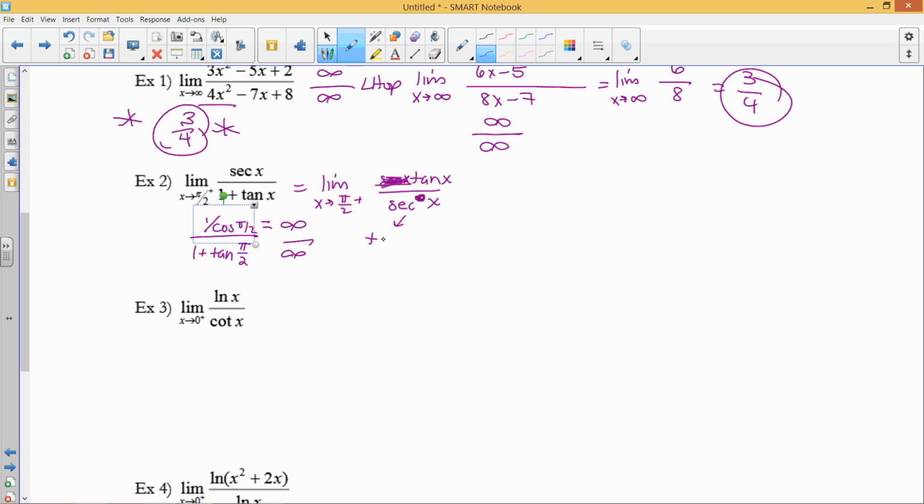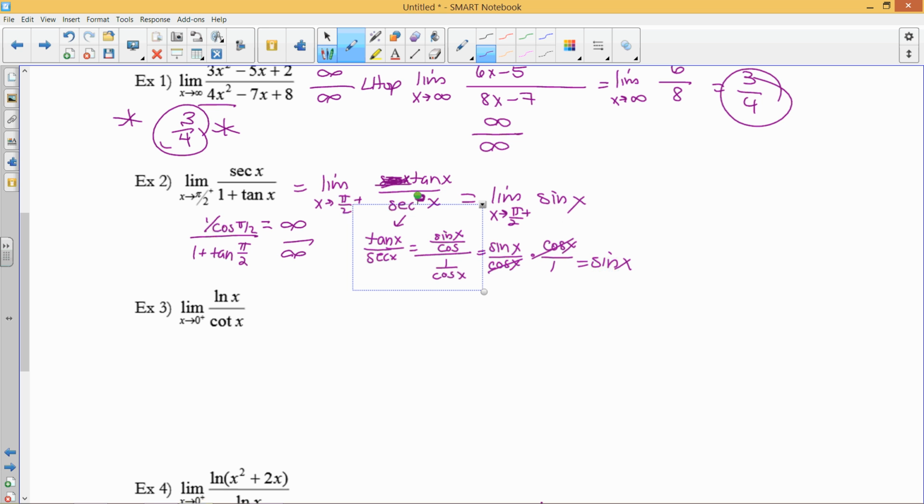So I'm going to come down here and say, well, tangent divided by secant is the same as sine over cosine divided by 1 over cosine, which is the same as sine x over cosine x times cosine x over 1. Those cancel. This is the same as sine x. So tan x over secant x can be rewritten as just sine x. And the limit as x approaches pi over 2 of sine x is 1.